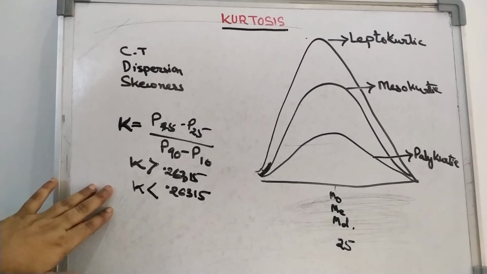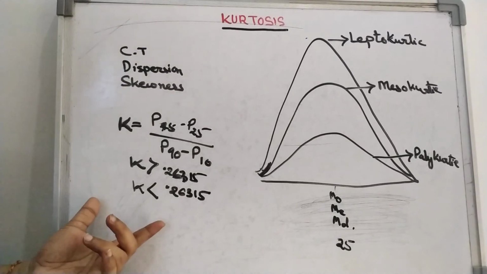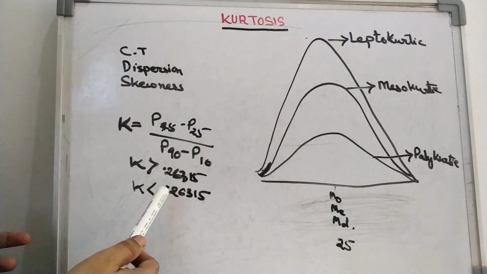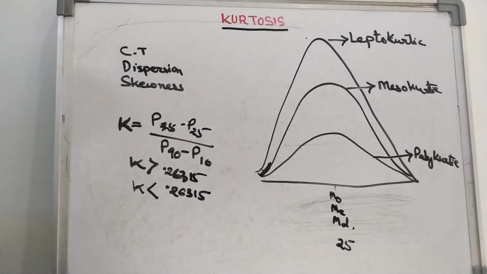This is the way of finding kurtosis mathematically by using the percentile formula. If you use this percentile formula, you will get the value of kurtosis and compare as given. If K value is greater than 0.26315, then it is a platykurtic curve, that means flat, or if K value is less than 0.26315, then it is a leptokurtic curve. Okay, and if you get closer to this value, 0.26315, that means mesokurtic. So hope you get the idea of what kurtosis is.